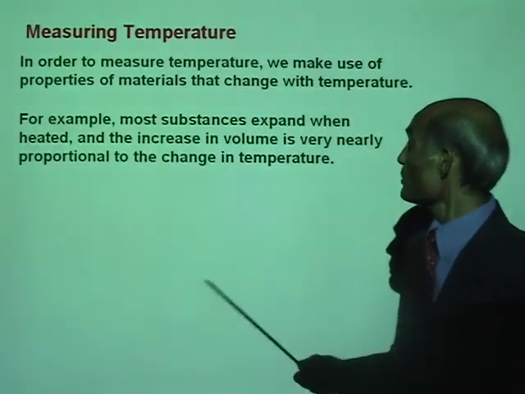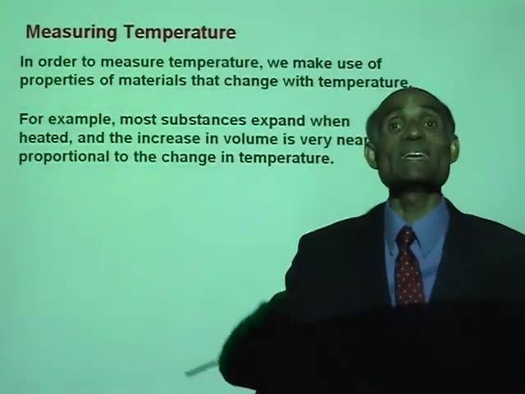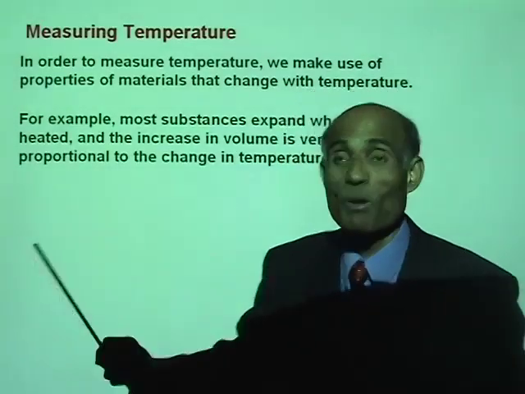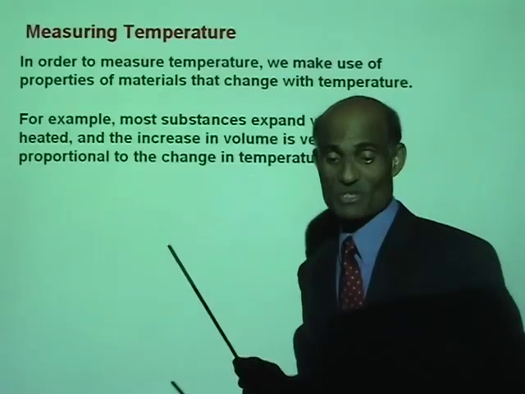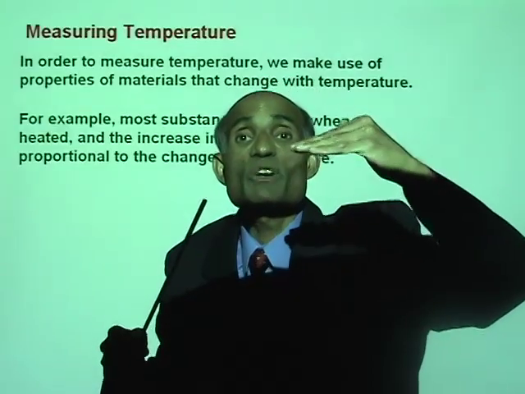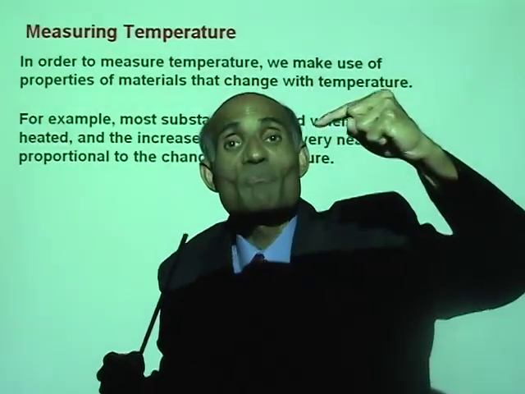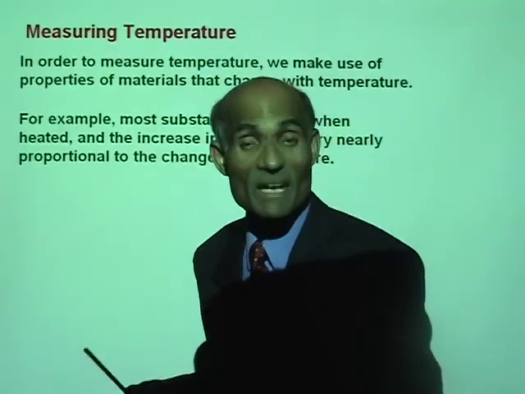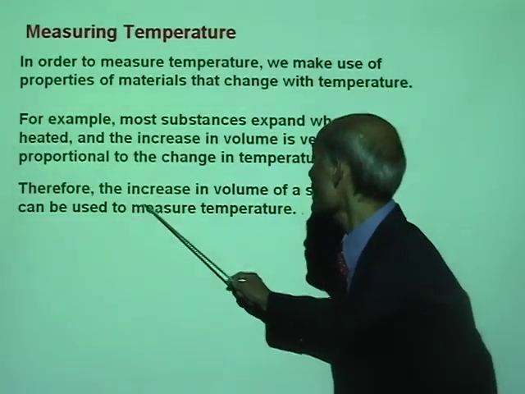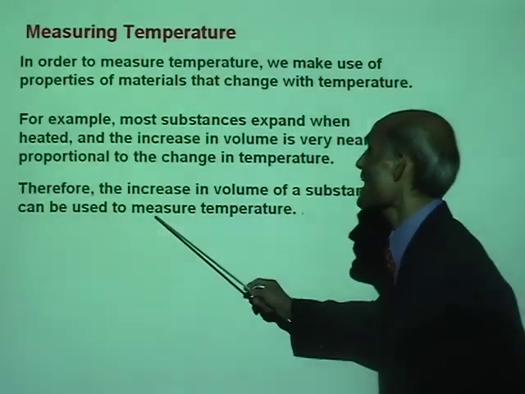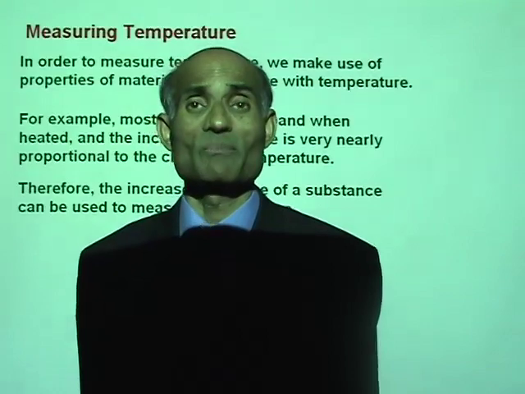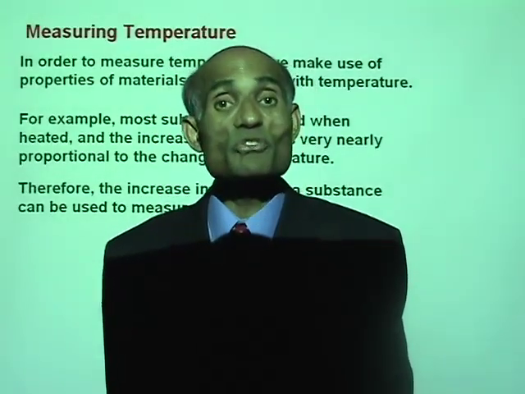For example, most substances expand when heated, and the increase in volume is very nearly proportional to the change in temperature. And therefore, if you heat an object, you can use the increase in volume as a measure of the increase in temperature. And that is how we construct thermometers. Now, therefore, an increase in volume of a substance can be used to measure temperature. Now, have you seen a thermometer? A thermometer actually uses this property.